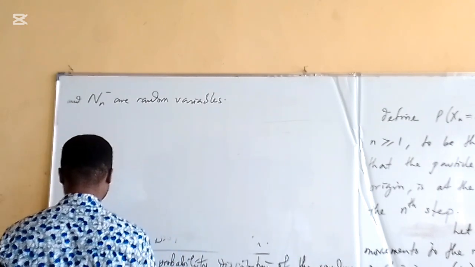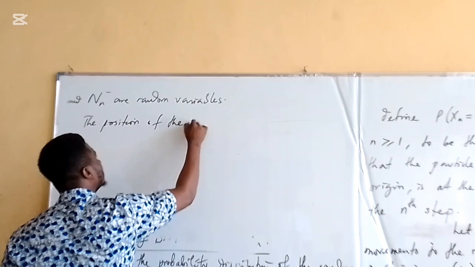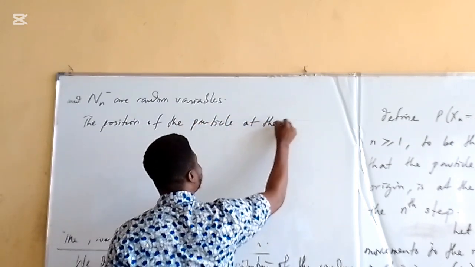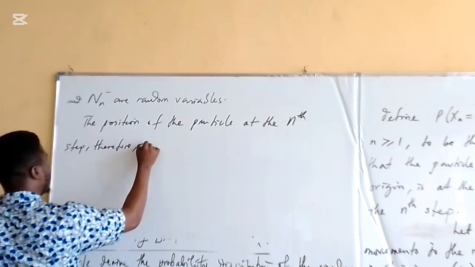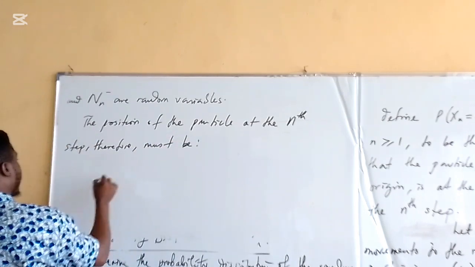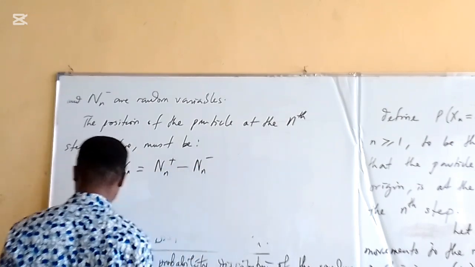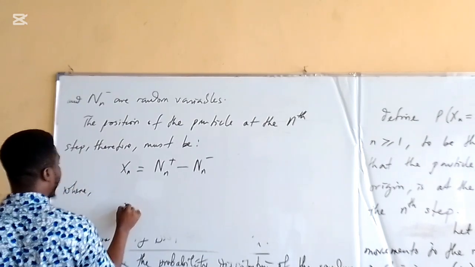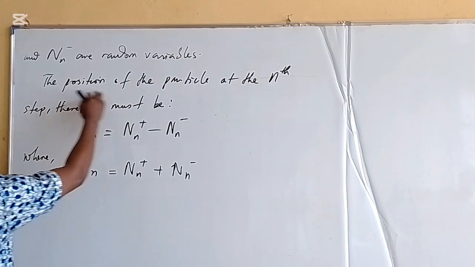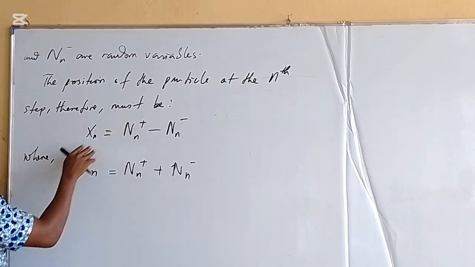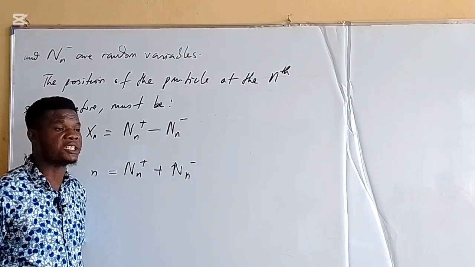So the position of the particle at the nth step, therefore, must be xn equals n plus minus n minus, where n is equal to n plus plus n minus. So the position of the particle at the nth step must be xn equals n plus minus n minus. This is more or less like what you would call in physics the resultant vector.